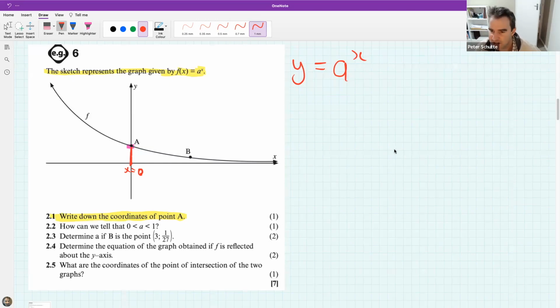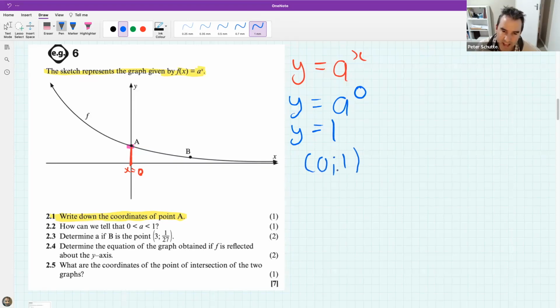So yes, Madudu, I agree. If you want the value of A, all you do is you put the value of x, which is 0, in this equation. And what is anything to the power of 0? It's 1. And so the point A has to be the point 0.1. And that makes sense when you're thinking about how we were drawing our graphs in the last session.